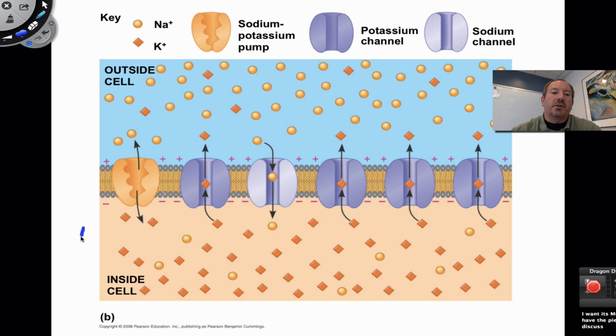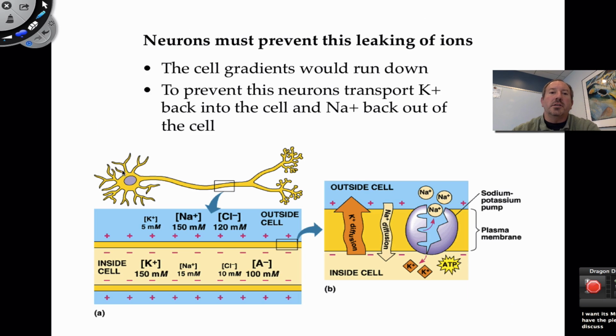And so it's going to involve adenosine triphosphate. It's going to require energy to do this. But the neuron is willing to use a tremendous amount of ATP in order to maintain this membrane potential. In other words, negative on the inside, positive on the outside. And it does it by using this sodium-potassium pump. It's sometimes called the sodium-potassium channel.